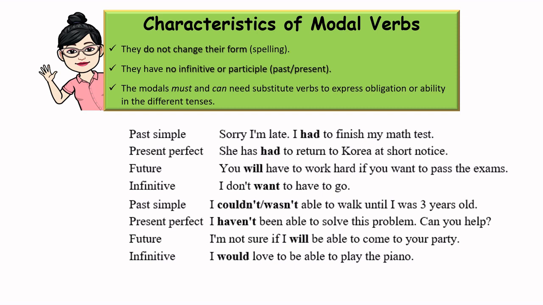Past simple. I couldn't or I wasn't able to walk until I was 3 years old. Present perfect. I haven't been able to solve this problem. Can you help? Future. I'm not sure if I will be able to come to your party. Infinitive. I would love to be able to play the piano.